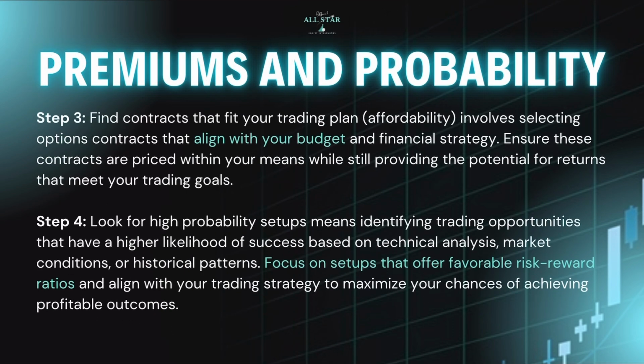So moving right along to premiums and high probability setups. With step three, of course, it's about finding contracts that fit your trading plan. And of course, they need to be affordable. In just a second, I'm going to hop into Thinkorswim so that I can show you essentially how the DTE plays a huge factor in the affordability of contracts. So again, you want to make sure that the strategy is set for those contracts to be priced within your means. And then, of course, this also provides the opportunity for potential returns to meet your trading goals.